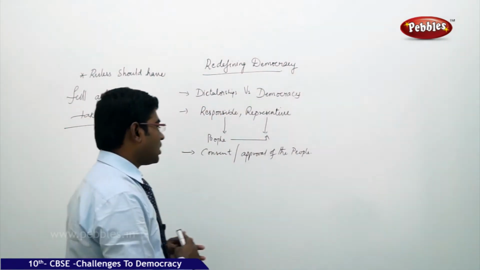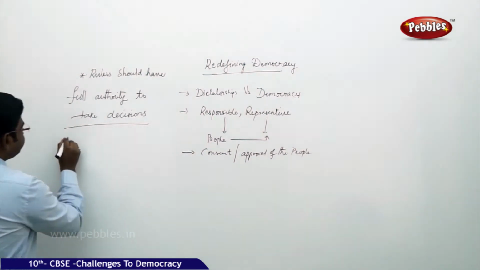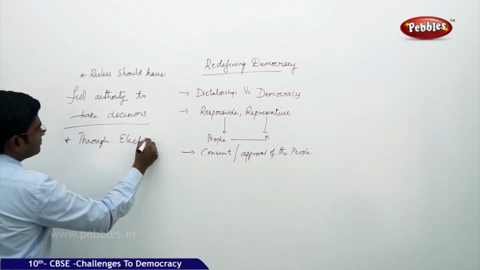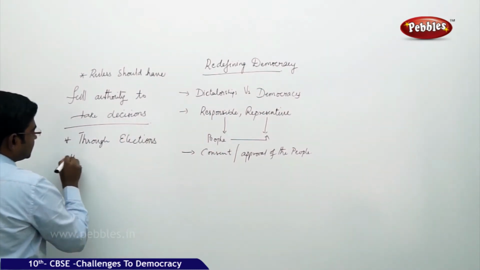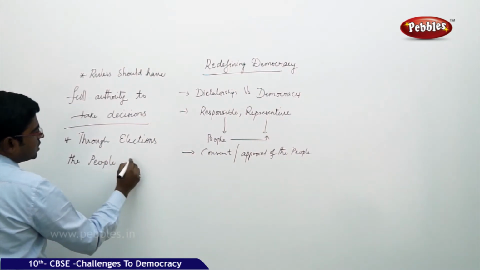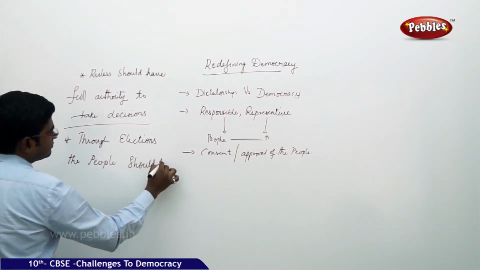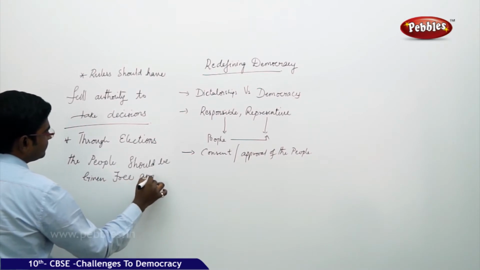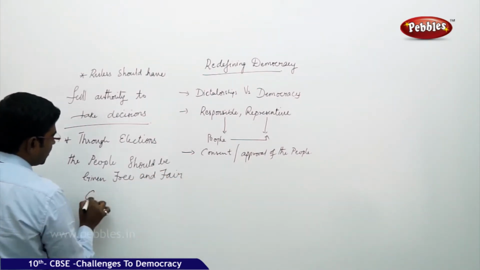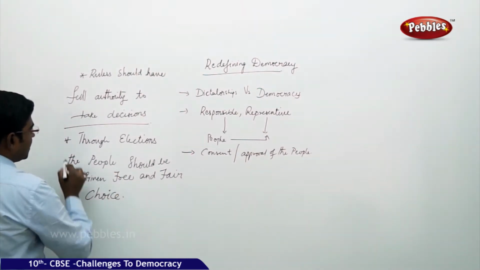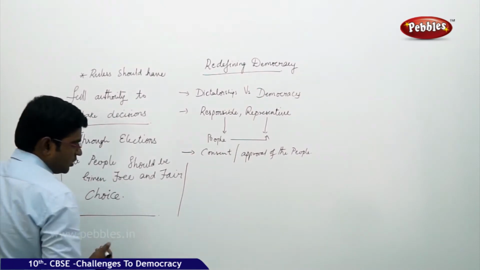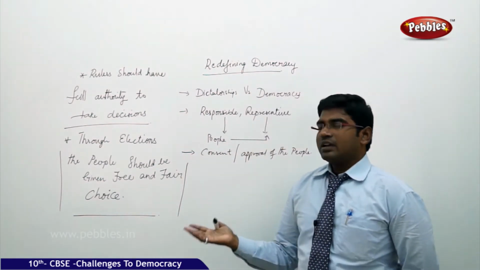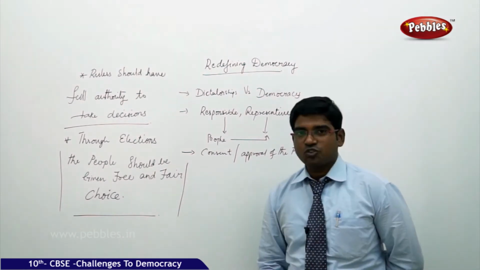The second major fundamental thing we can understand is that through elections, the people should be given a free and fair choice. When I say free and fair choice, you may have a doubt: sir, we obviously have a free and fair choice, no? Why should we state again that we should have a free and fair choice?